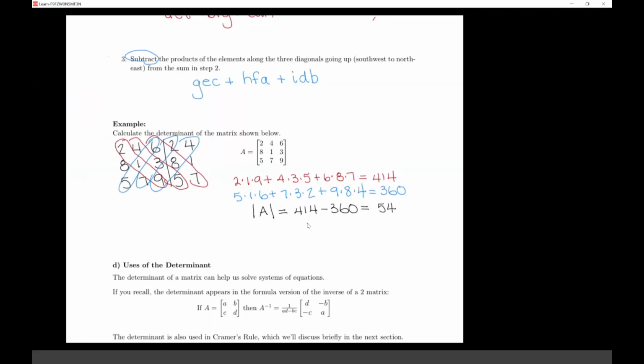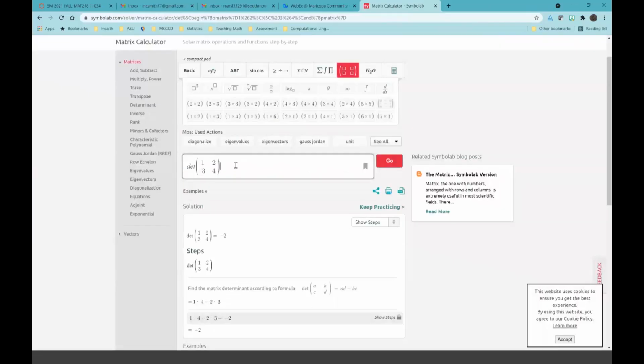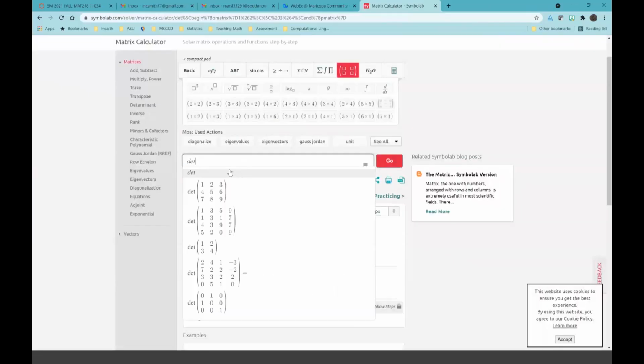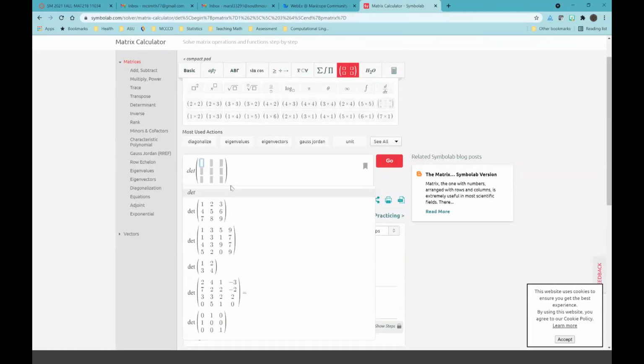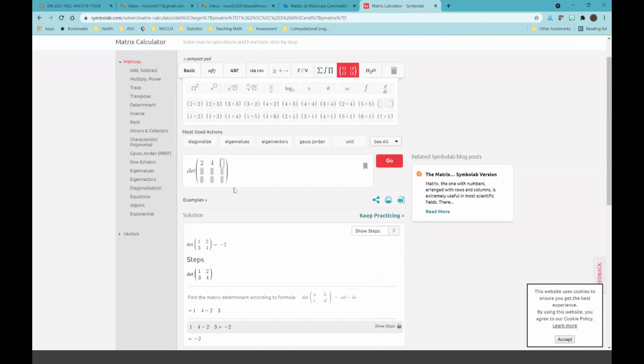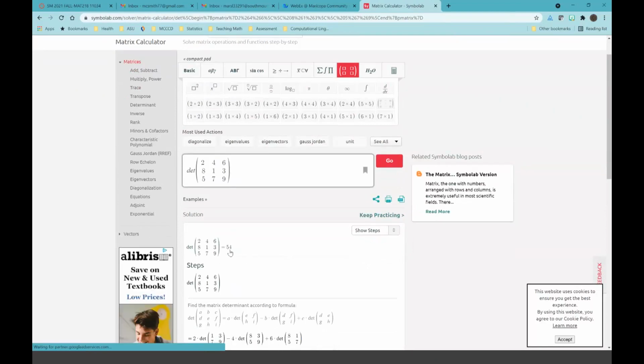Now, again, we can check by putting this determinant in Symbolab and see that we get 54 out of it. So let me just do that really quick, just to show you an alternative way. I'm going to leave the word determinant in there. And then I'm going to put in my 3 by 3 matrix, which was 2, 4, 6, 8, 1, 3, 5, 7, 9, and hit go. And here's the 54.